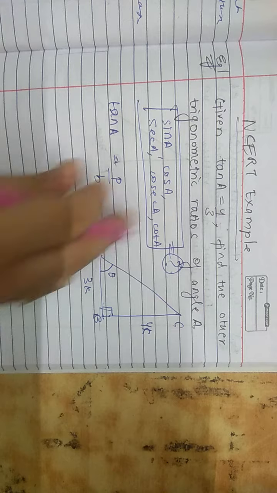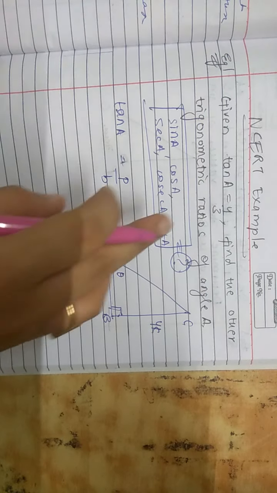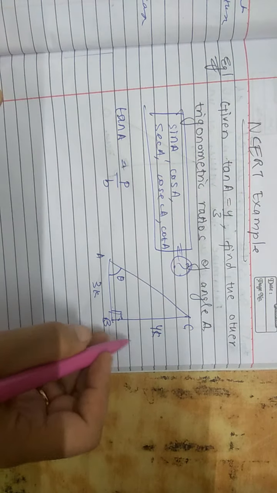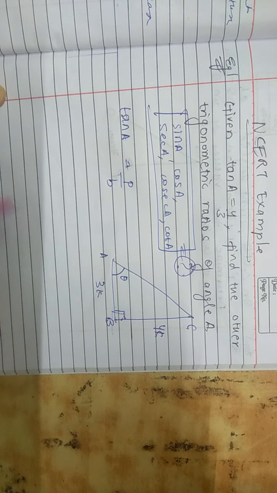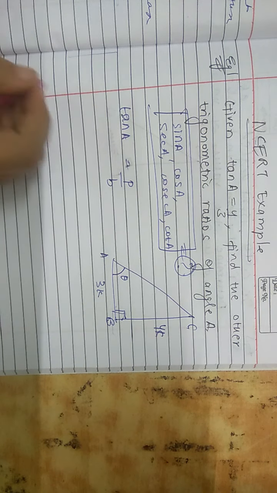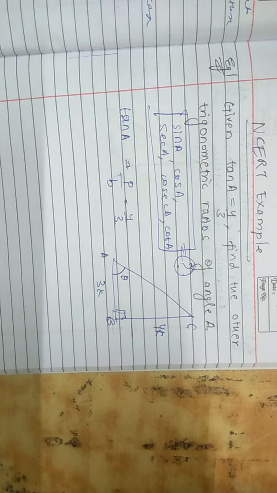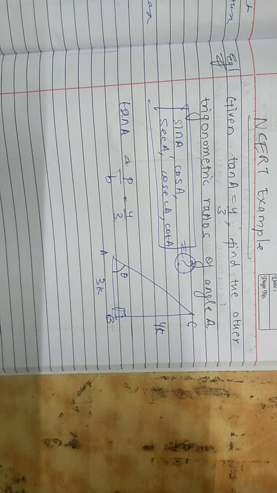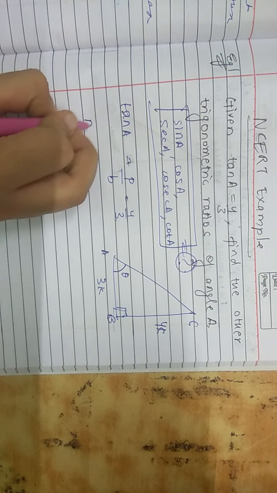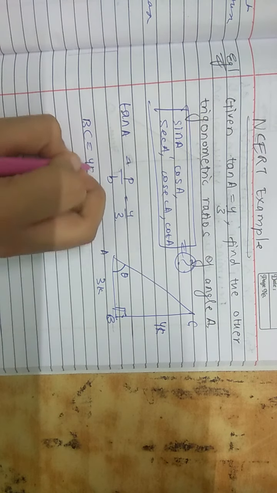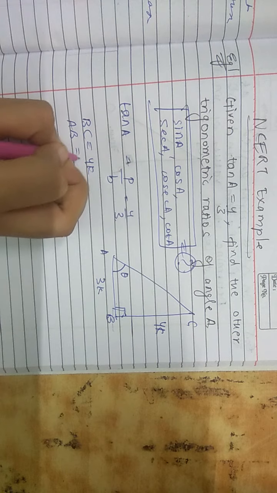K is a constant because 4 by 3 is just a ratio. It is not the exact value of the side. So that's why I am taking the value K as a constant. So tan is given as 4 by 3, right? So we can write BC equals to 4K and AB equals to 3K.